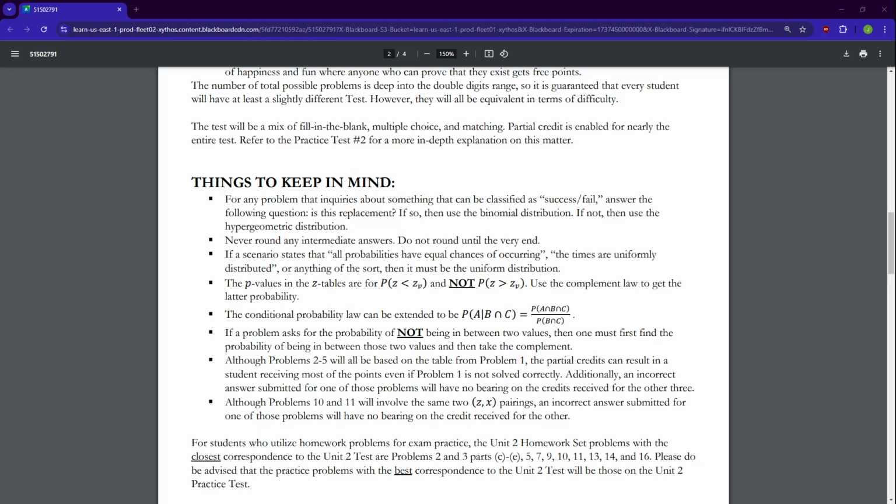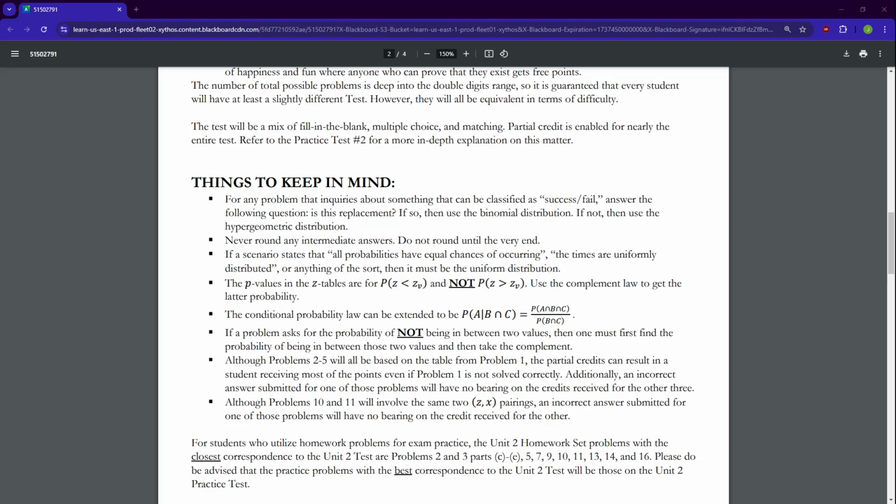Now, when doing the z distribution probability computations, if it's asking you for the probability of not being in between two values, you still have to get the probability of in between, and then again, complement law at the end. Usually your complement law will occur at the end of the problem, so always double check whether or not the complement law applies. And in these cases, if you have a complement law that is determined by the presence of the word not, I promise you it will be bolded, it will be underlined. And in some cases, if it's even one letter, it'll be highlighted as well.